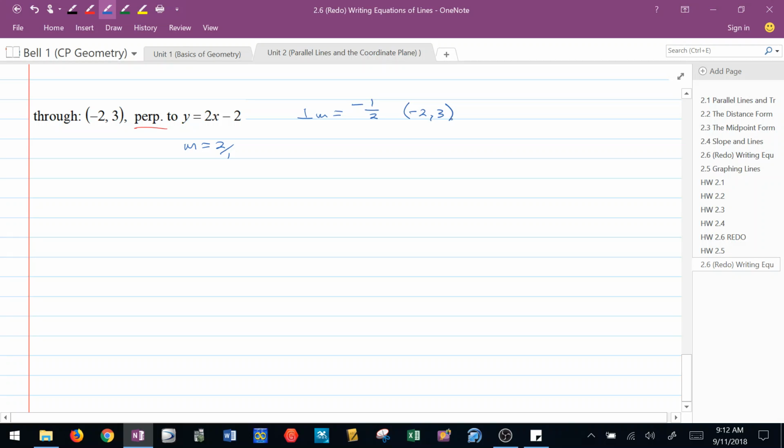Point-slope: y minus 3 equals negative 1/2 times x minus negative 2, which would be x plus 2. Distribute: y minus 3 equals negative 1/2 x minus 1. Add the 3 to get y by itself. Y is equal to negative 1/2 x plus 2.